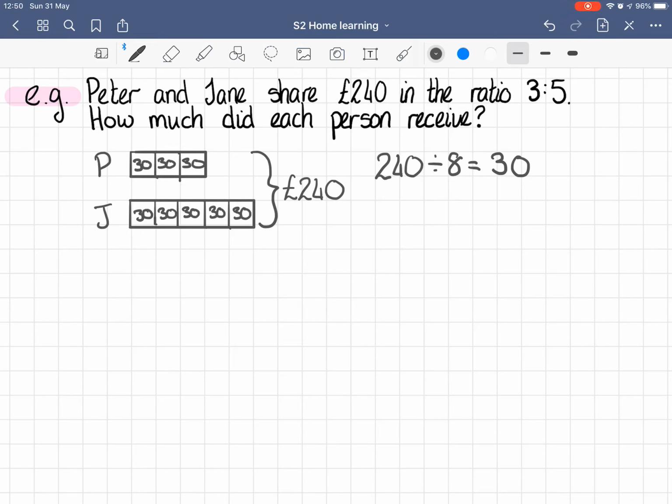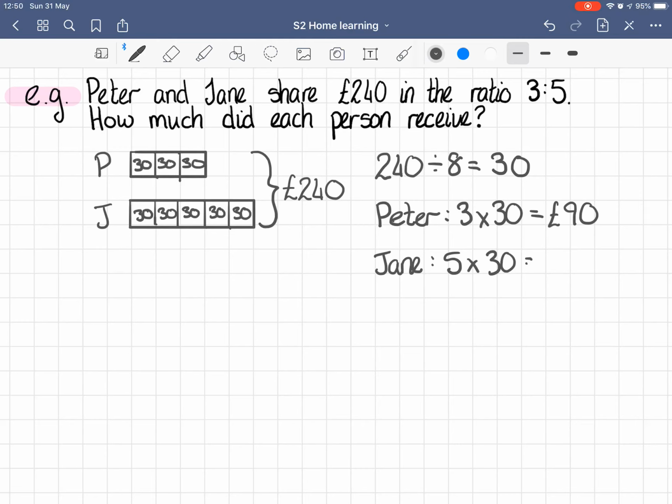Now, we've been asked how much did each person receive. So I know that Peter has 3 parts of £30, which means Peter has £90. And Jane has 5 parts of £30, so she has £150.